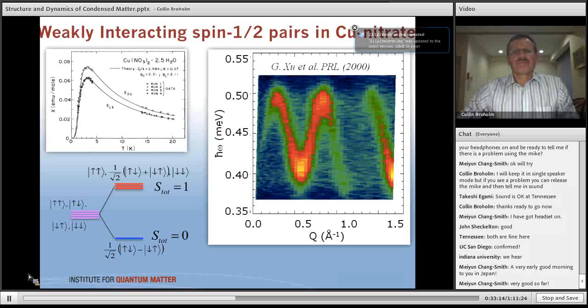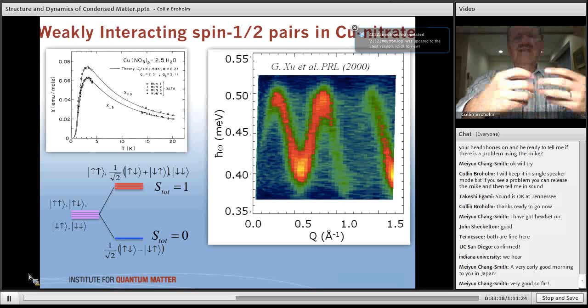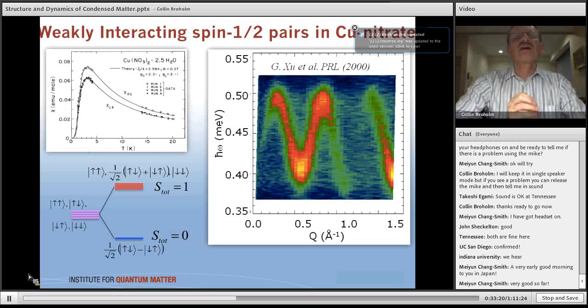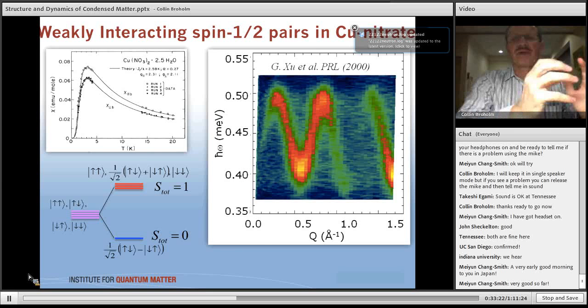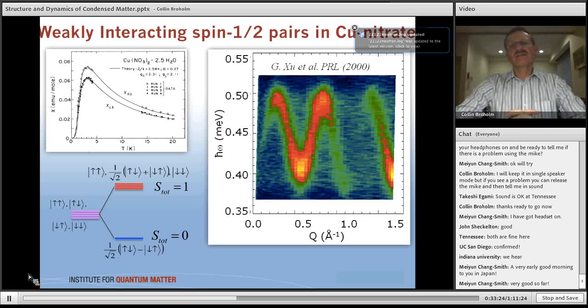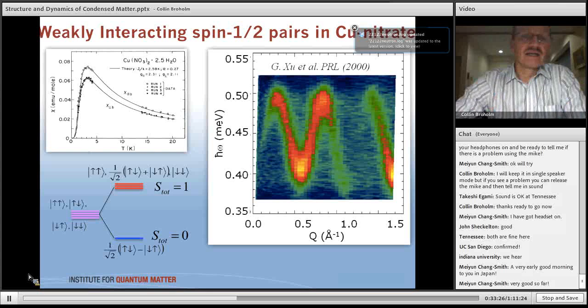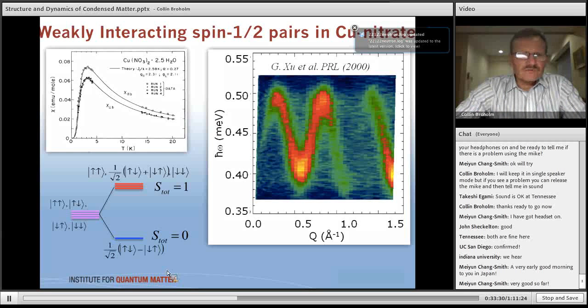So imagine instead of thinking about interacting spins in copper nitrate, we think instead about interacting pairs of spins. That's the nature of a dimerized system. And in thinking about it, it's useful first to think about what happens when two spin 1/2 degrees of freedom interact antiferromagnetically. Well, they have a singlet ground state and a triplet excited state.